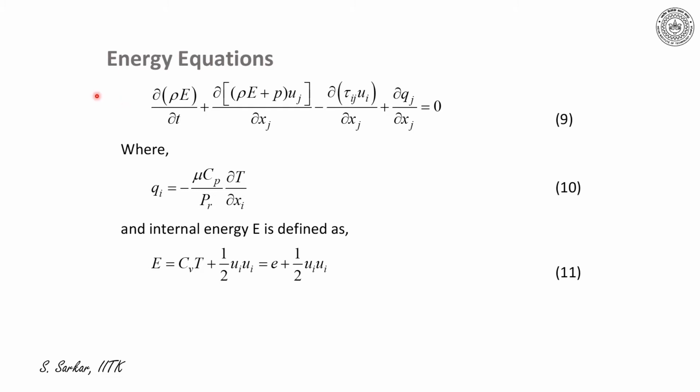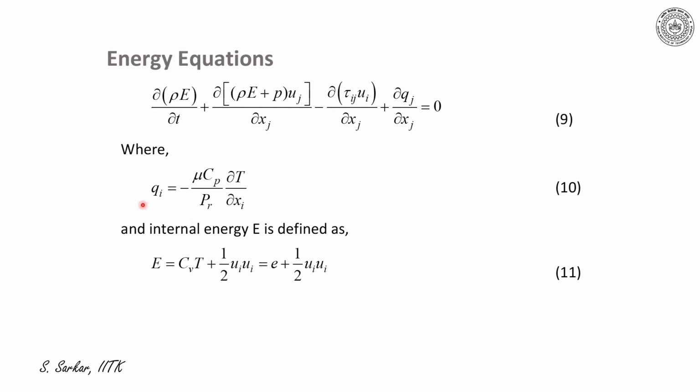Now, considering the energy balance on a fluid element, one can derive the energy equation, which can be given by del/del t of rho E plus del/del xj of (rho E plus P) uj plus del/del xj of tau ij ui, that is work done because of stresses, plus del qj/del xj is equal to 0. This is the heat added to the element.